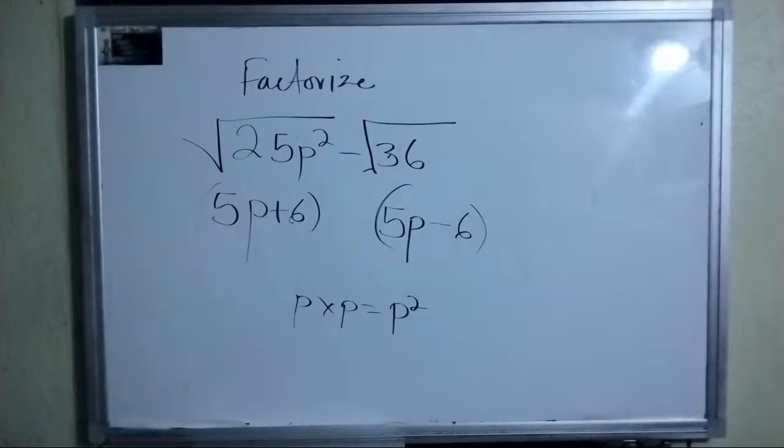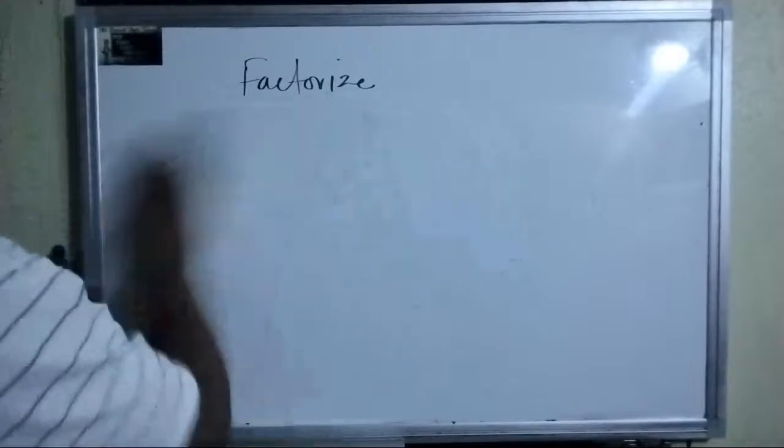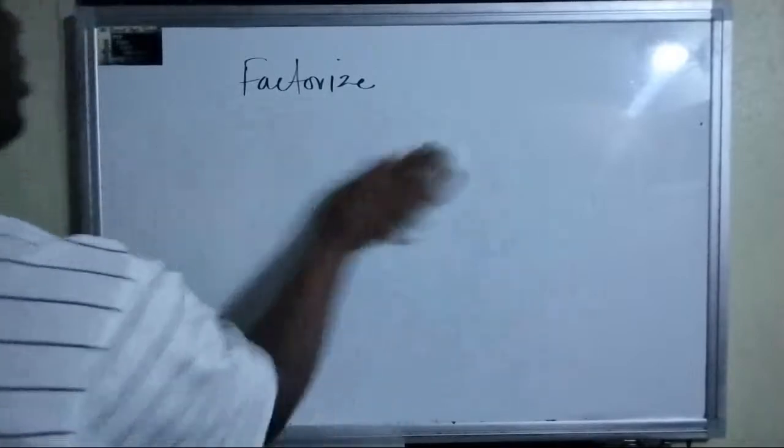Alright? So if you get the general idea, all we're doing is the difference of two squares. Find the square root of each. One must be plus and one must be minus. Let me see if you guys get the general thing now. So we're going to stick with factorization a bit.